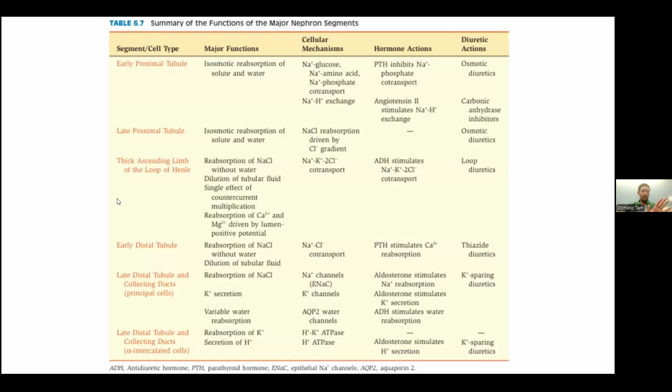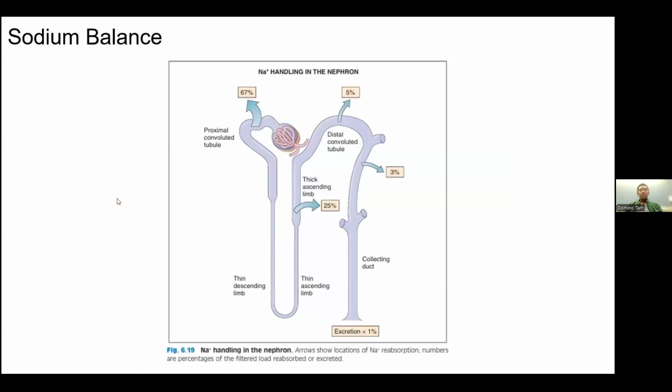So, regarding the major nephron segments, we started speaking on the proximal tubule, right? And this table was essentially a nice summary that I saw in Costanzo, talking about the function of the segments. We're going to talk about more of them in detail. So let's talk about sodium balance and how it relates to the other tubules.